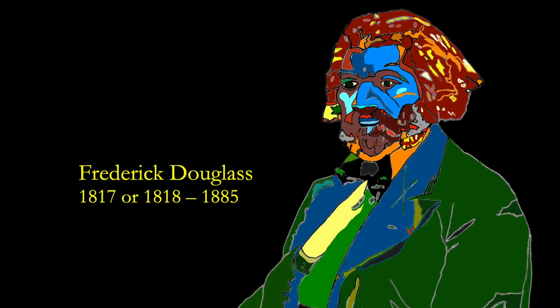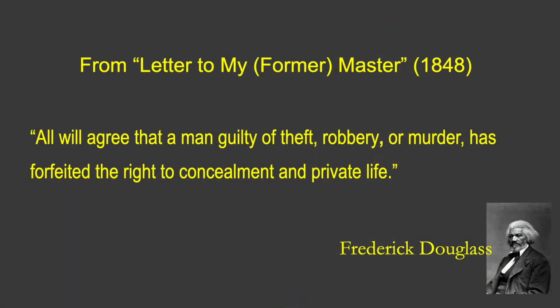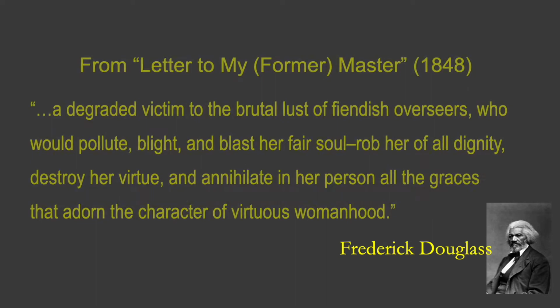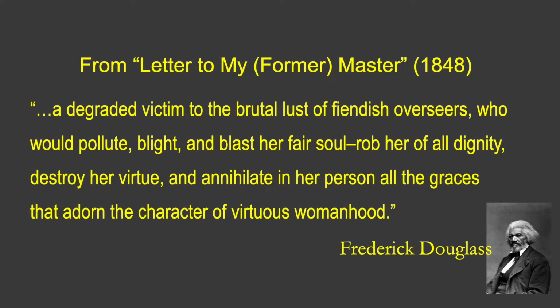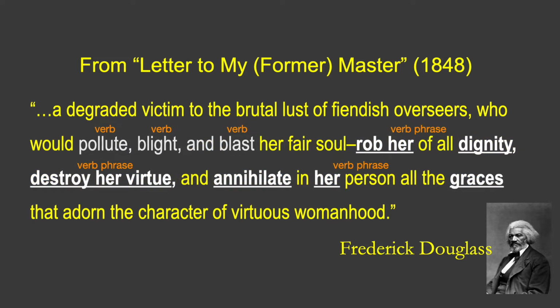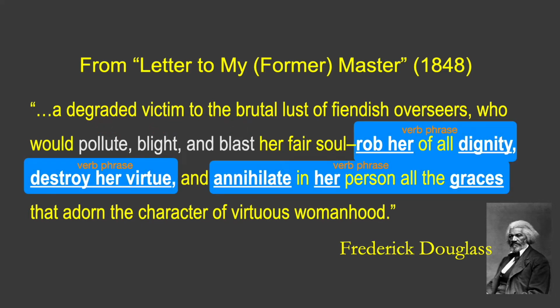Here are 3 examples from Frederick Douglass's Letter to My Former Master. That's a list of 3 nouns: theft, robbery, and murder. Now here's an example of parallel structure using verbs. There's actually a long list of verbs here. Overseers who would pollute, blight, and blast, followed by a list of verb phrases: rob her dignity, destroy her virtue, and annihilate her graces. The grammatical structure there is verb, her noun, and verb, her noun.